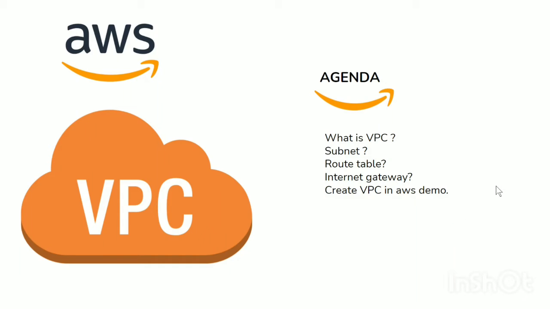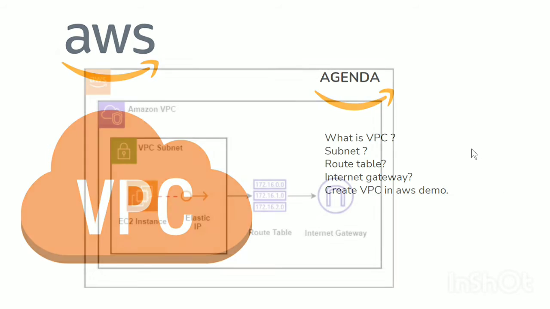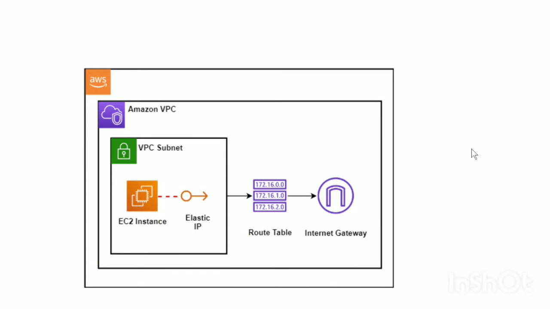Hello everyone. In this session we're going to see a demo on how to create a VPC in AWS. Before going on to that, we should know what a VPC, subnet, route table and internet gateway are. Let me see what a VPC is.